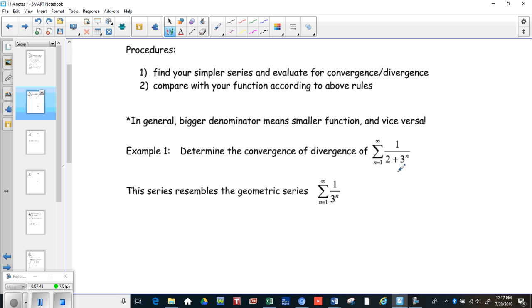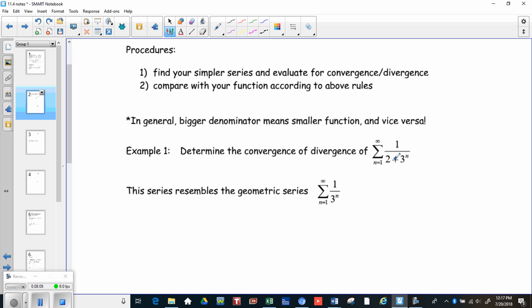If we take a look at this series right here, we want to determine whether this is convergent or divergent. If you take a look at this series, it's 1 over 2 plus 3 to the n. 3 to the n grows very, very fast. It's not the fastest thing, but it does grow fast. So I would assume that this thing is probably going to approach 0 fast enough that it will converge, but we would still need to prove that.